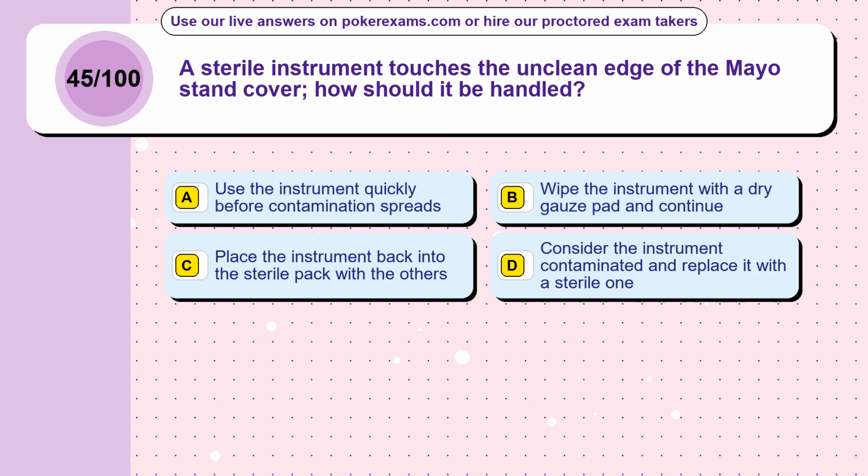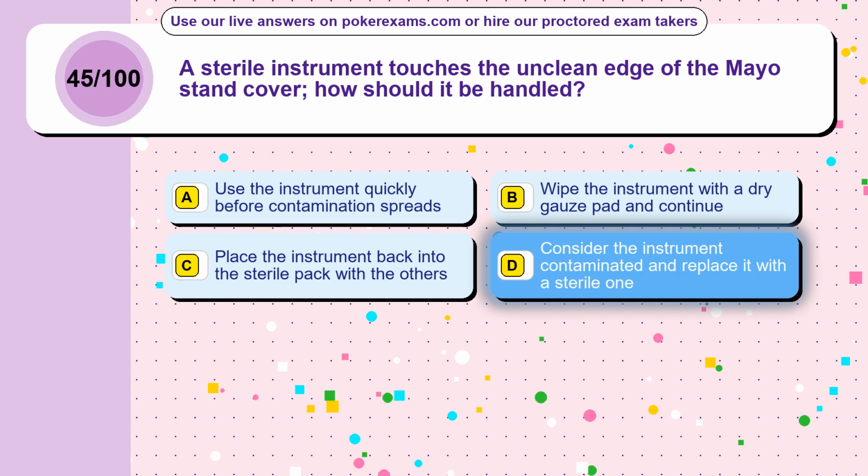Question 45. A sterile instrument touches the unclean edge of the Mayo stand cover. How should it be handled? Option A. Use the instrument quickly before contamination spreads. Option B. Wipe the instrument with a dry gauze pad and continue. Option C. Place the instrument back into the sterile pack with the others. Option D. Consider the instrument contaminated and replace it with a sterile one.